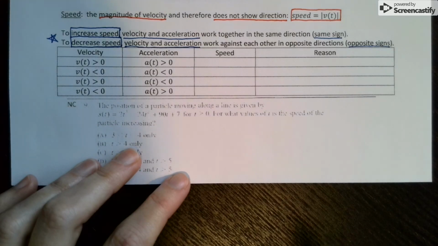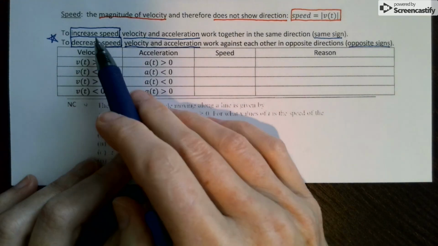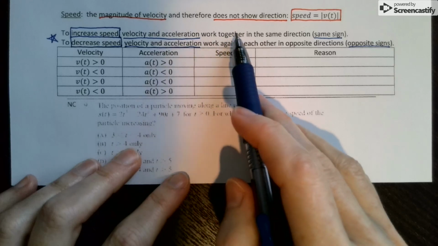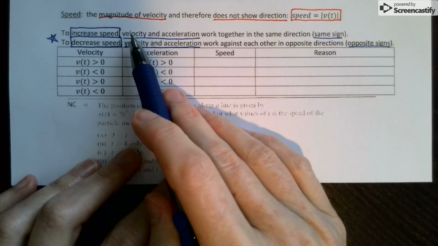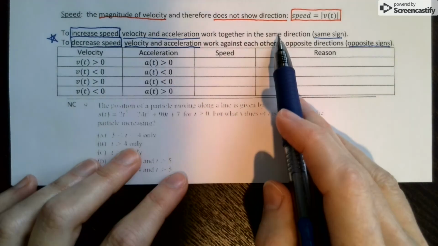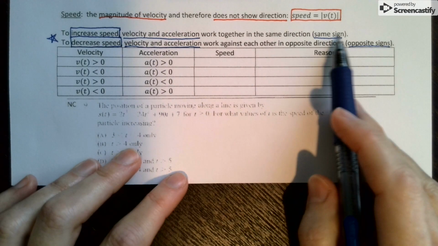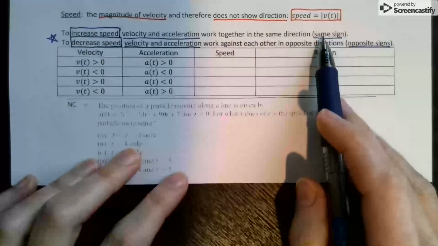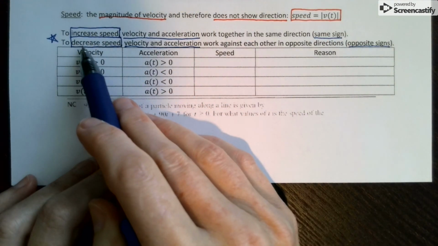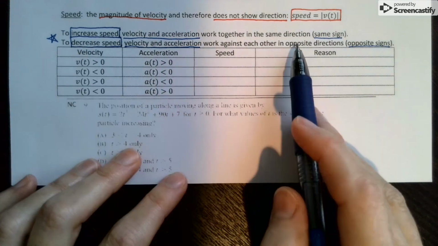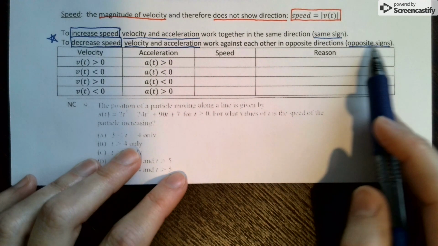To increase speed, your velocity and acceleration need to be working together. So you need to be moving and accelerating in the same direction for the speed to increase. Mathematically, we need them to have the same sign, so either both positive or both negative. Oppositely, with decreased speed, we need velocity and acceleration to work against each other in opposite directions. So we'll have one positive and one negative sign for velocity and acceleration.